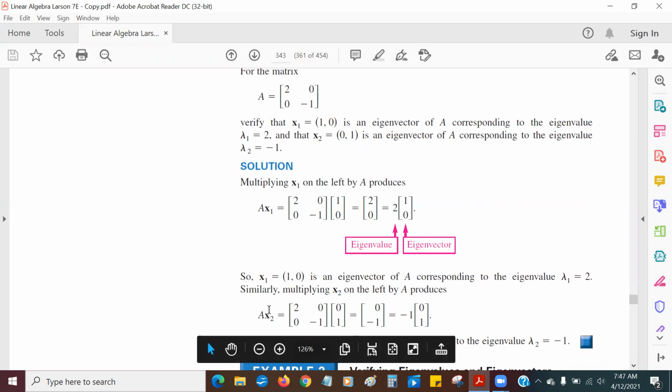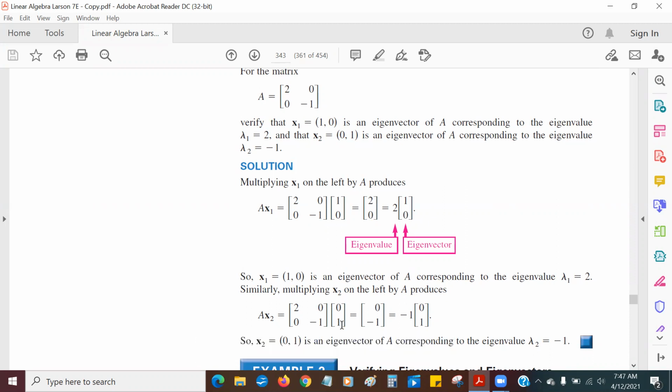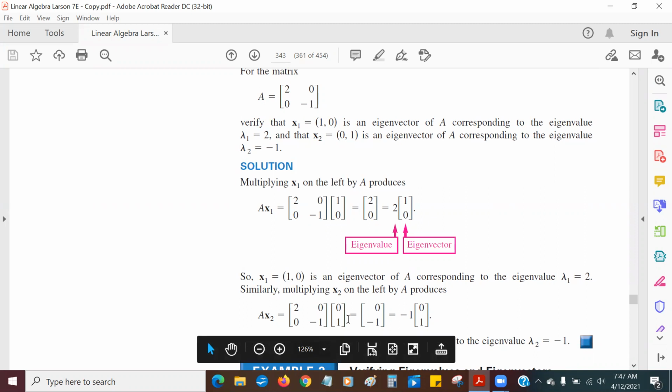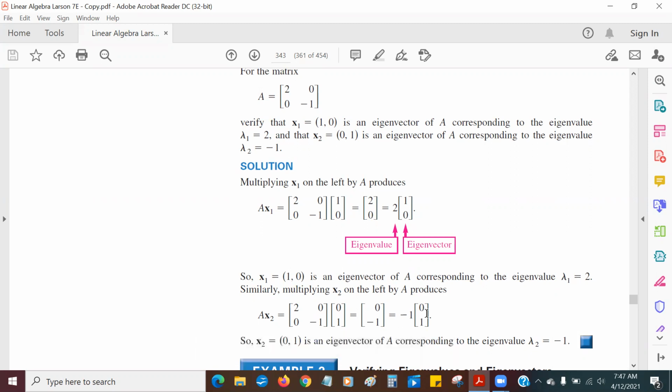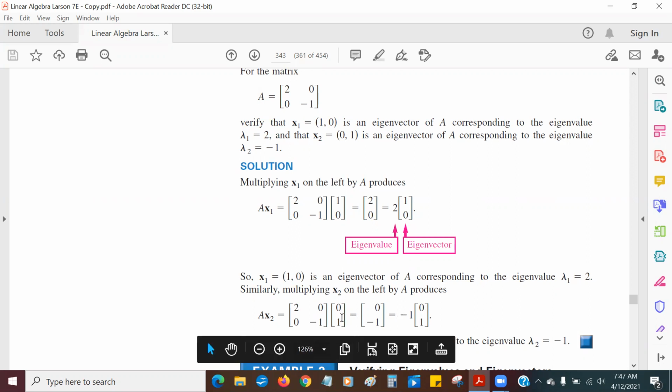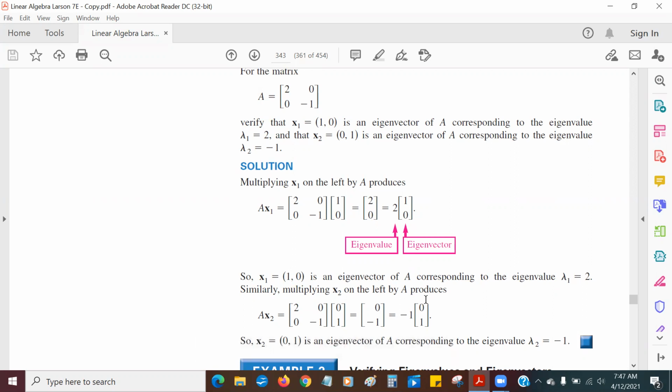We're looking at the vector x2, which is x sub 2, which is 0, 1. Now, if we do this multiplication, we get a 0 on top and a negative 1 on the bottom. But that's equal to negative 1 times 0, 1, my original x sub 2 vector. So we see that I took the matrix A times the vector x, and I wound up getting a scalar lambda, which is negative 1, times that original vector x, which was 0, 1.